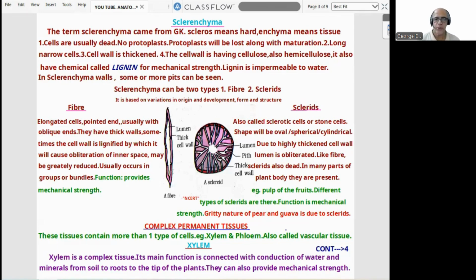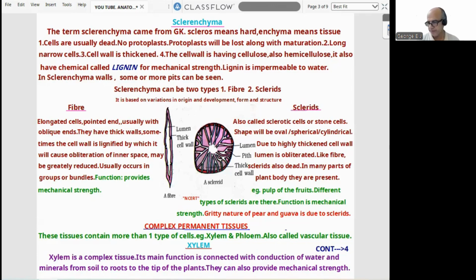Now, sclerenchyma can be of two types. One is called fibre and one is called sclereids. What are the criteria for differentiating sclerenchyma into two? It is based on variation in origin, development, form, and structure. Based on these four features, fibre and sclereids have been separated.